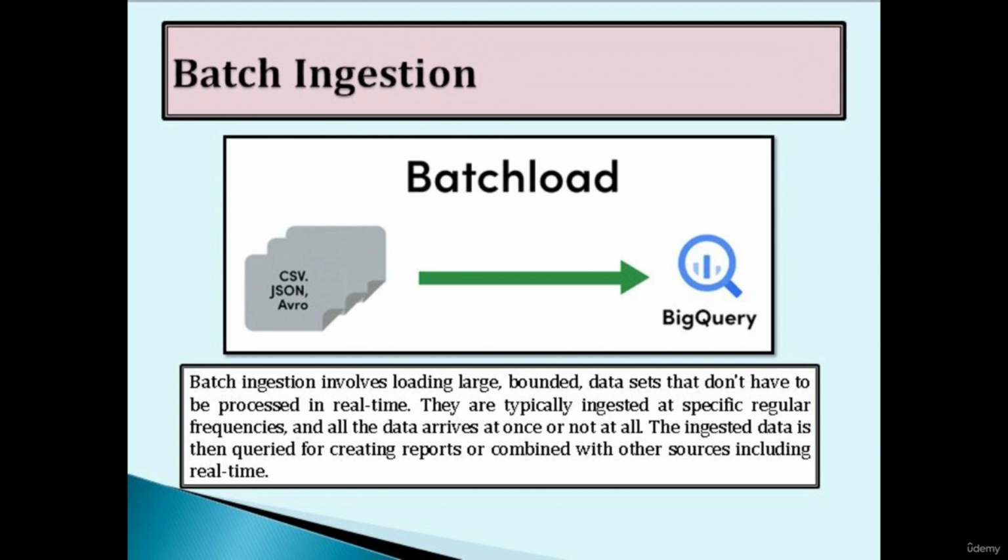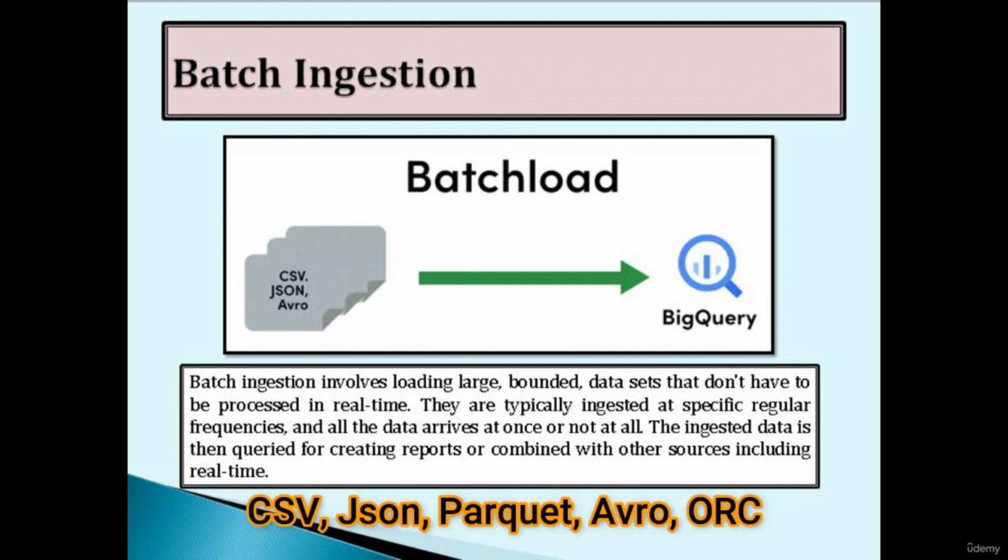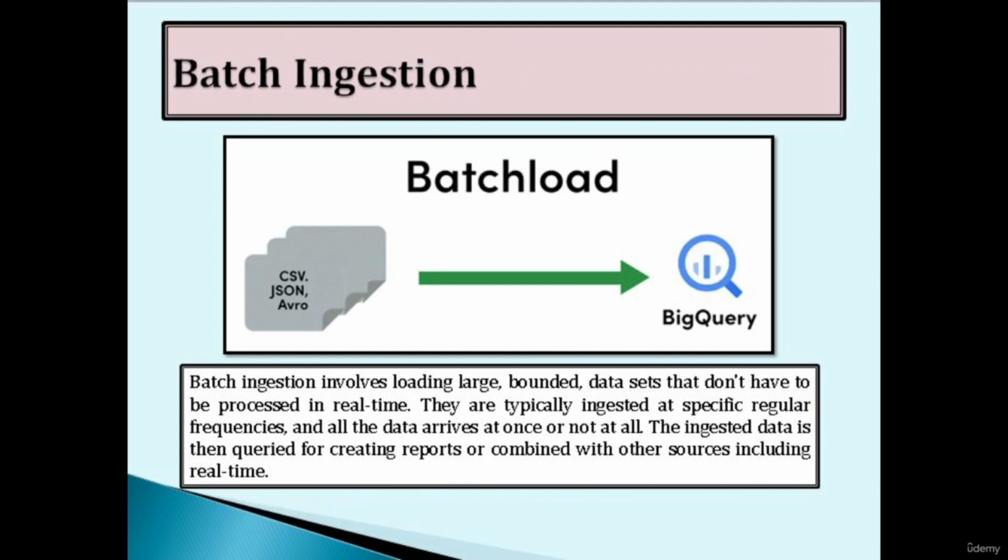For batch use cases, Cloud Storage is the recommended place to land incoming data. It is a durable, highly available, and cost-effective object storage service. Loading from Cloud Storage to BigQuery supports multiple file formats like CSV, JSON, Avro, Parquet, and ORC.